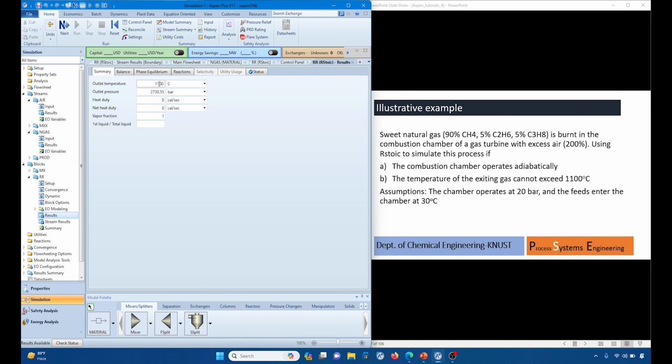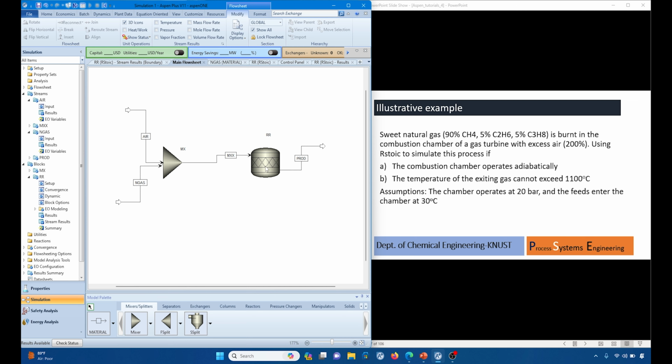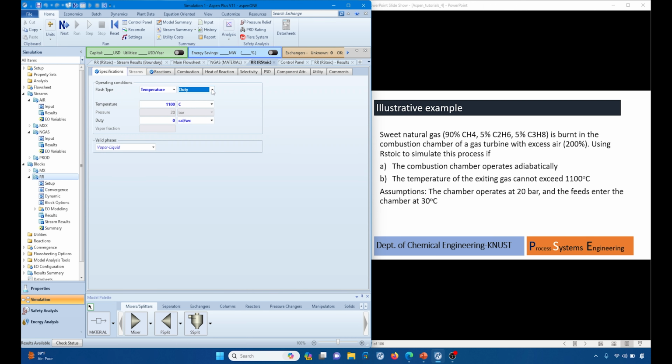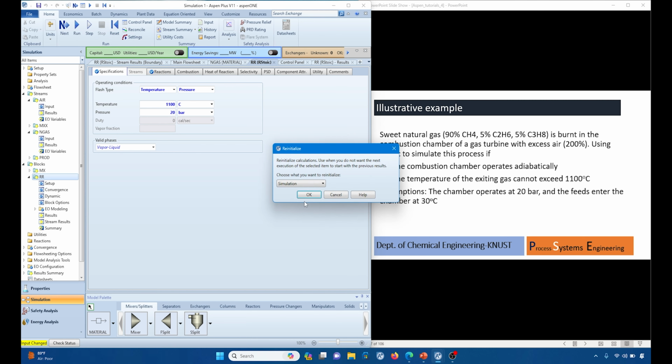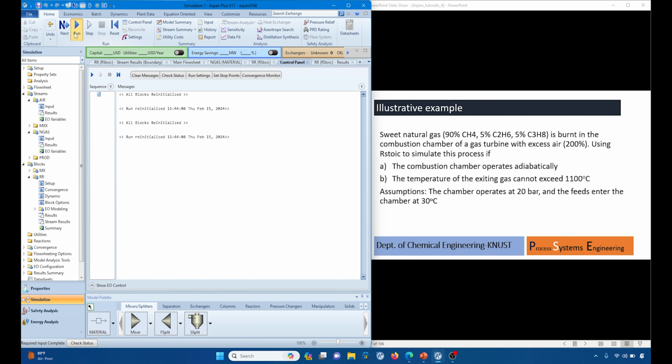Oh, go back to the reactor. I think I may have specified a duty as well as pressure and temperature. Reset the simulation.